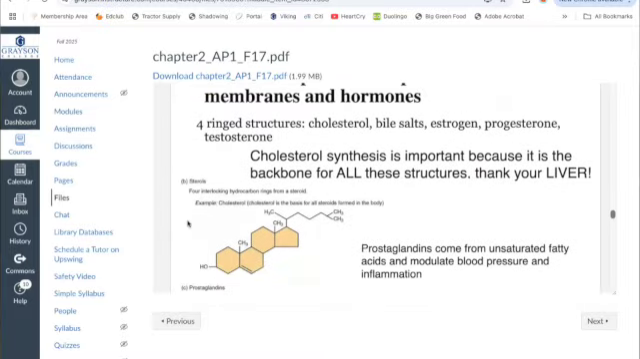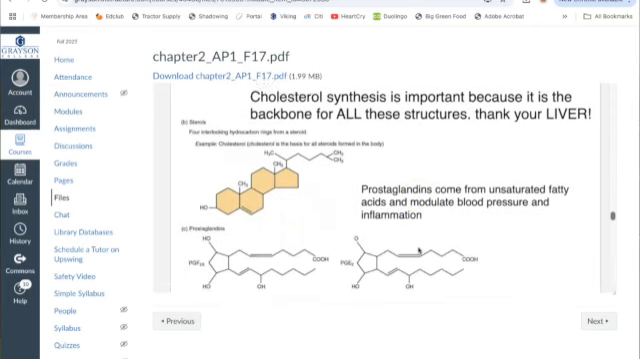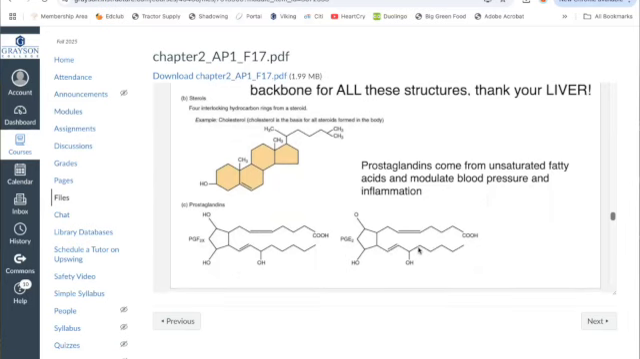Steroids are fats. Cholesterols are fats. Okay, it is very important for your body. People think cholesterol is bad, but without cholesterol, it forms prostaglandins, which is something that'll help you clot. Your brain is mostly made of fat.